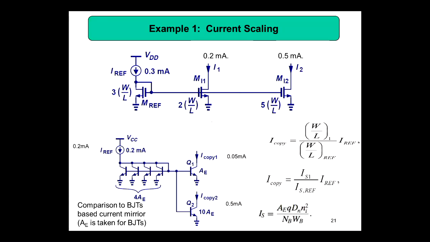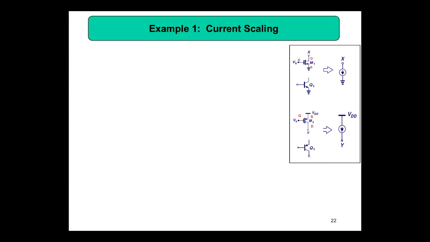For the BJT, your I copy equals IS1 divided by IS reference times I reference, and IS1 is proportional to area. But for MOS, I copy equals W by L1 divided by W by L reference times I reference. The concept is the same, because you are increasing the area.